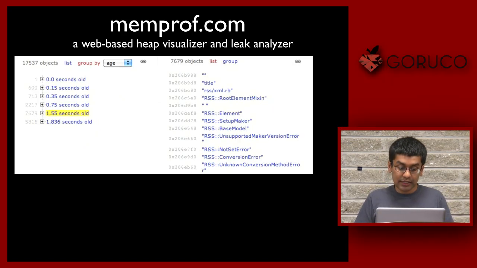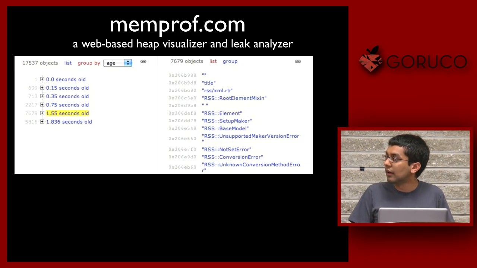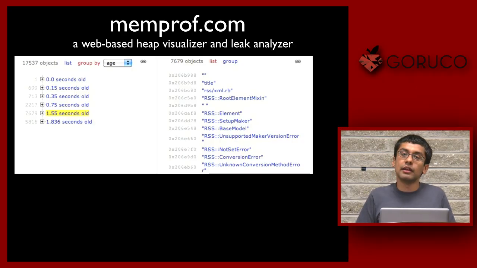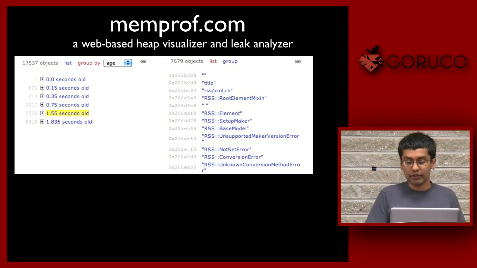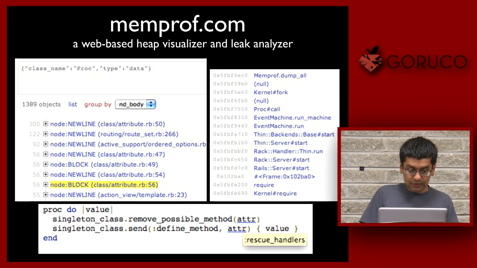You can also group objects by time, which is pretty useful. You might notice that you're creating a lot of objects that are pretty young, or you might notice that as soon as your process booted up, it allocated a bunch of objects. You can dive into what those are and try to get rid of some of them. You can see global variables. You can do a whole bunch of filtering by type.